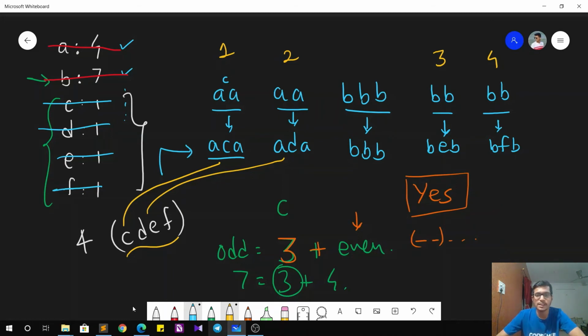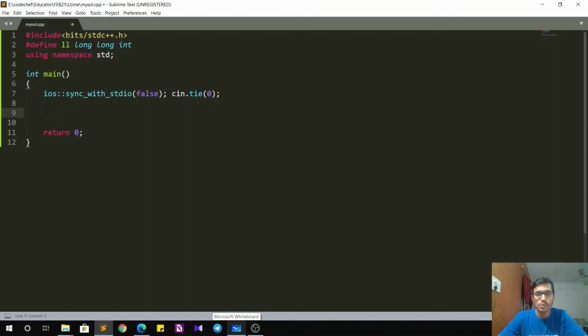So what is the condition? The number of pairs should be enough to accommodate all the characters occurring single times. If that's the condition, the answer is yes, or else the answer is no. So now that we have understood the solution, let's get to the implementation part.